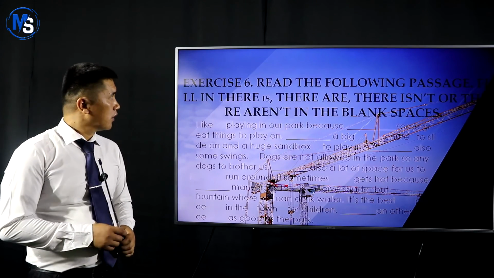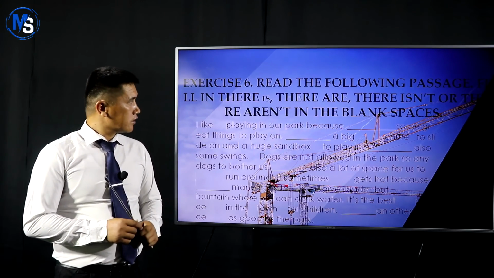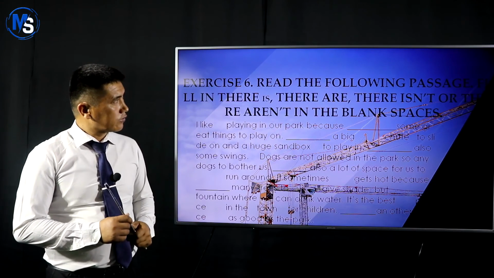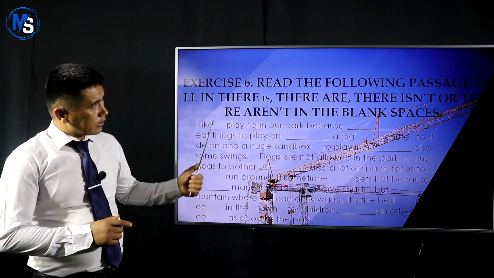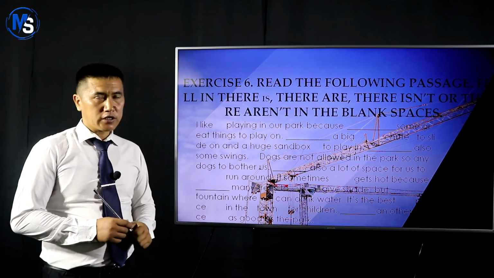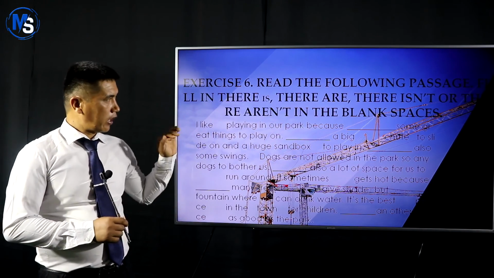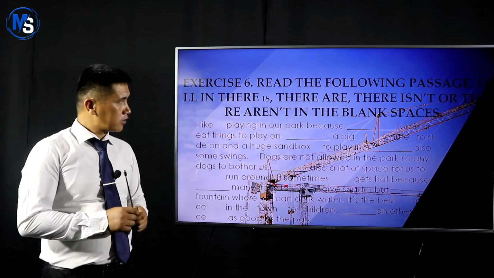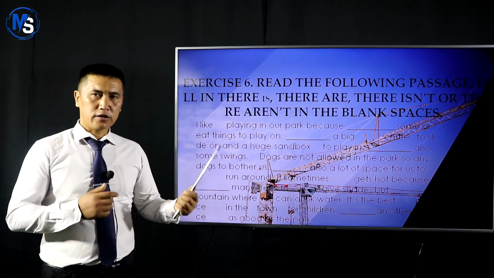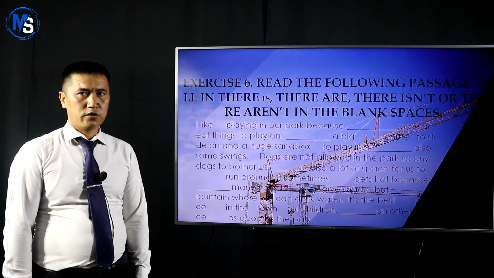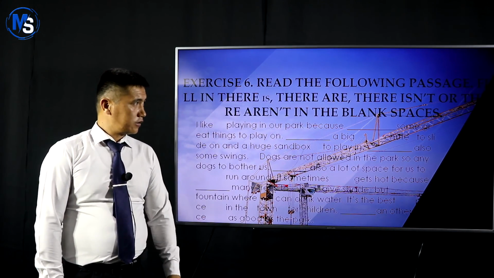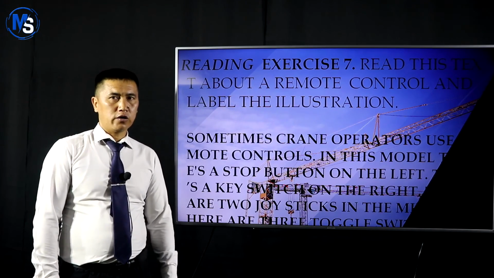The next one is, okay, exercise 6, and read the following, there is and there are. This is a home task for you. You should do this home task at home, and in the next lesson we will check your homework. And this is the end of our lesson.